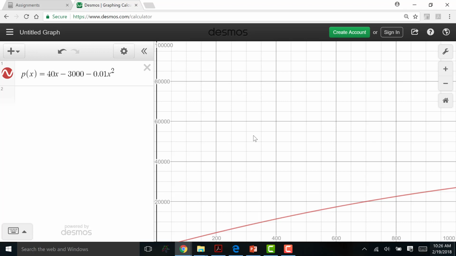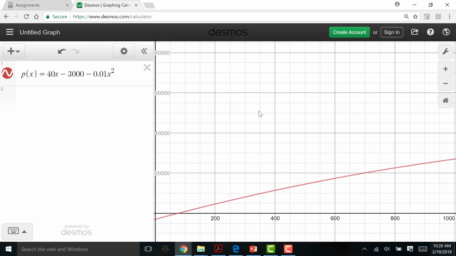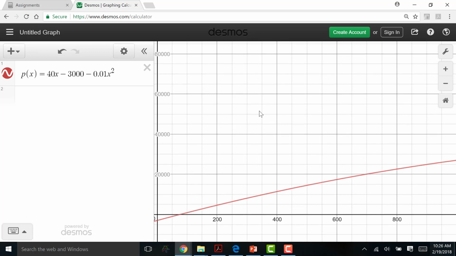So I didn't have my x-axis right. So let me readjust here. Now I'm looking at my curve. Now, can you see how this might look like a straight line? Yes. It's kind of a wide curve. So it's kind of trying to give a wide curve.